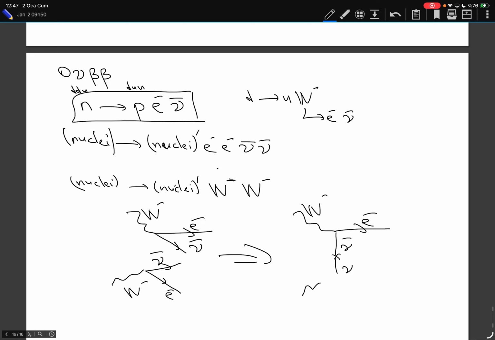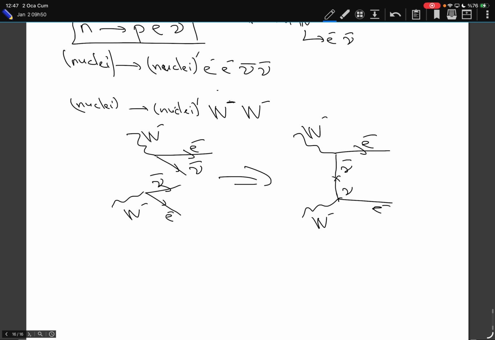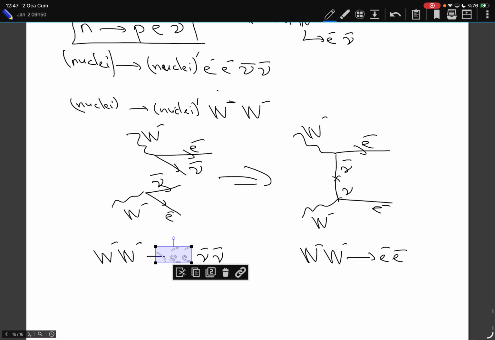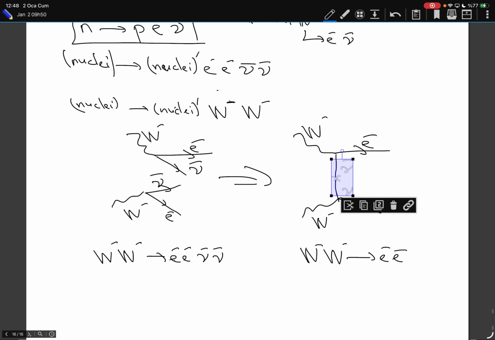This neutrino collides with the other omega minus and becomes an E minus. So here we have 2 omega minuses decaying into E minus, nu bar, nu bar. Here we have 2 omega minuses decaying into 2 E minus, and there's no neutrino. This is a double beta decay in the sense that it emits 2 electrons, just like the other one, but without any neutrinos. This is possible only if the antineutrino and neutrino are the same particle.